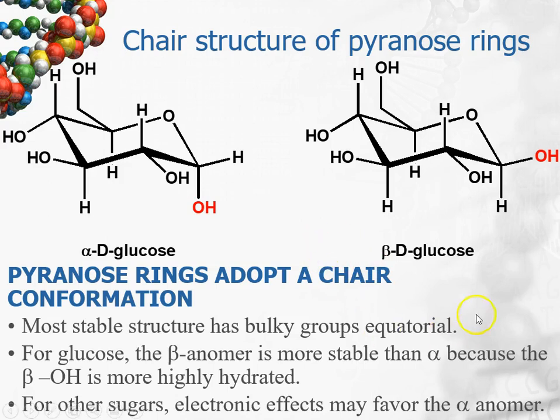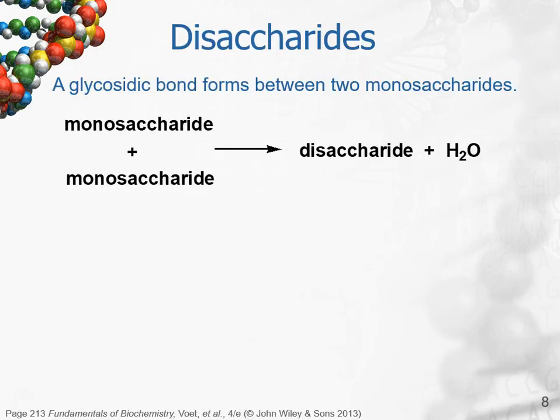The other reason is that this configuration allows the OH to be more highly hydrated in the beta form. This is the case for glucose, but I don't want you to think that all monosaccharides have a more stable beta form than an alpha form. It depends on the sugar. For other sugars, there are some electronic effects that I won't get into here that might favor the alpha anomer. But for glucose, the beta-D anomer is more stable.